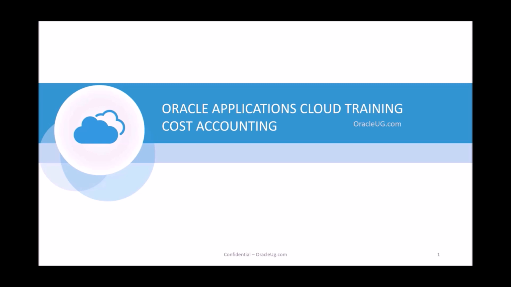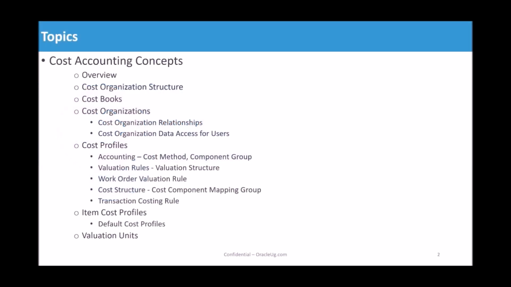This is the first session for cost accounting, and in today's session we'll cover these topics. We'll start with a basic overview of the cost accounting module. This is pretty much different from what we had in 11 and 12 coming from EBS background. A lot of new concept structures have been added to the costing module, and we'll go through them first, like what is the cost organization structure, what is a cost book, what is the cost profile. We'll go through that in detail.